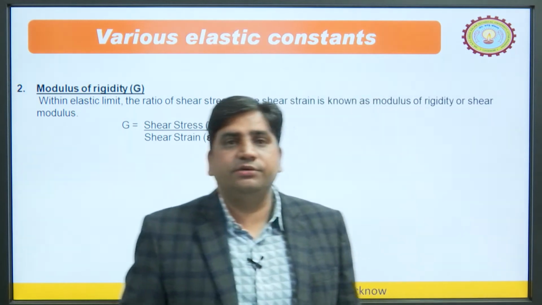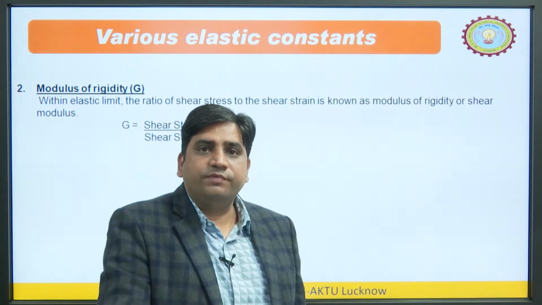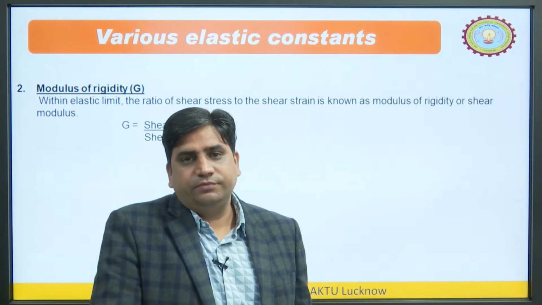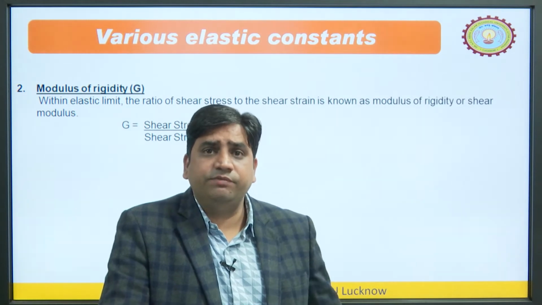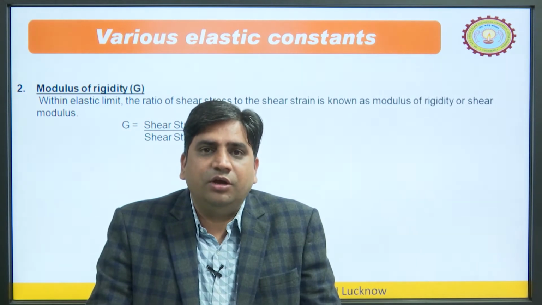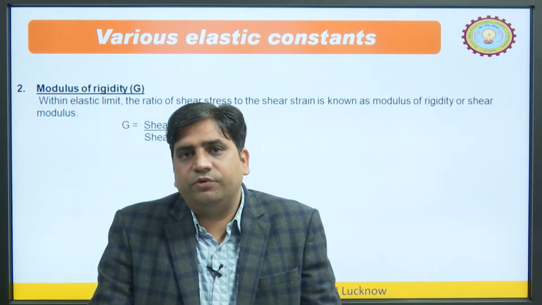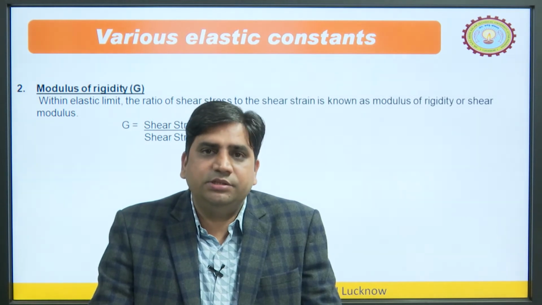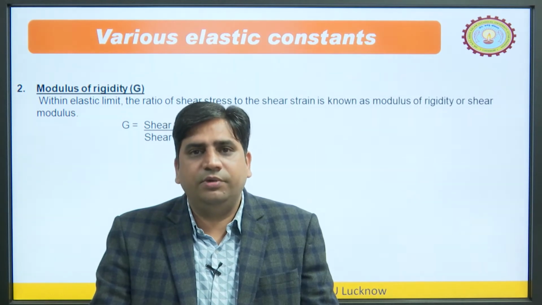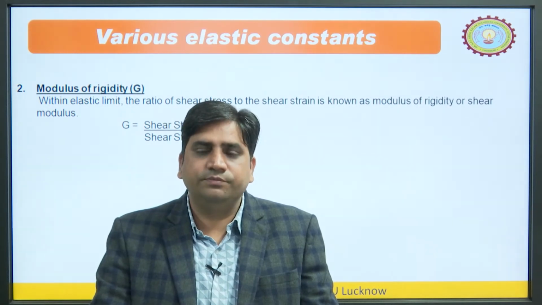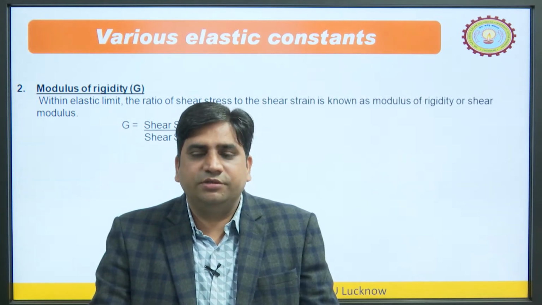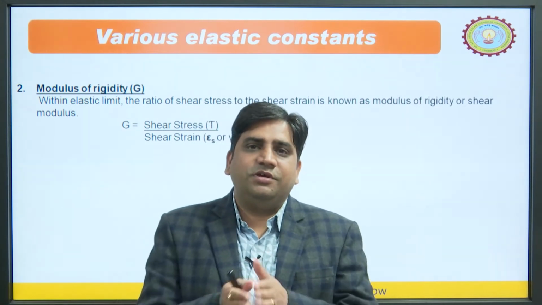The second elastic constant is modulus of rigidity. It tells how rigid the object is. In many designs we need our object to be rigid, not allowed to change its shape. In classical mechanics we generally assume that all objects, irrespective of size, are rigid bodies, but in actuality they are not.